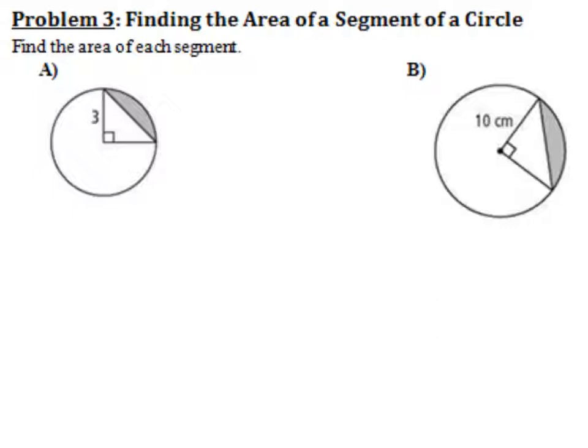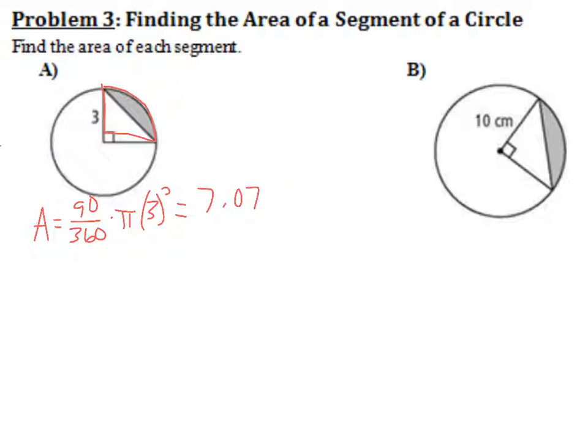So in example A, we're finding the area of that segment. If I find the area of the sector as a whole, I would take the degree measure of 90 over 360 and multiply it by pi times my radius squared. And that will get me an area of about 7.07.